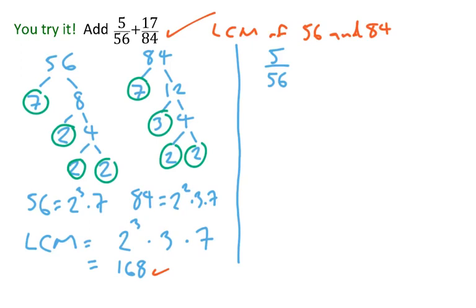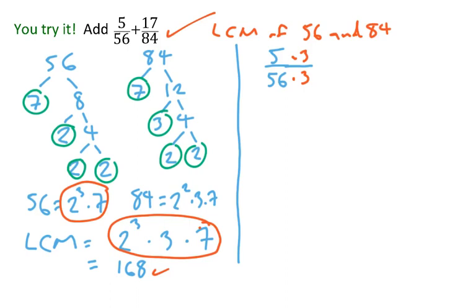I can see that most easily if I look at the 56 and the 168 in factored form and ask myself what's missing. The 168 has a 2 cubed and a 7 like the 56 does, but it also has a 3. So that tells me that I need to multiply by a 3, and whatever I multiply in the denominator, I also need to multiply in the numerator.